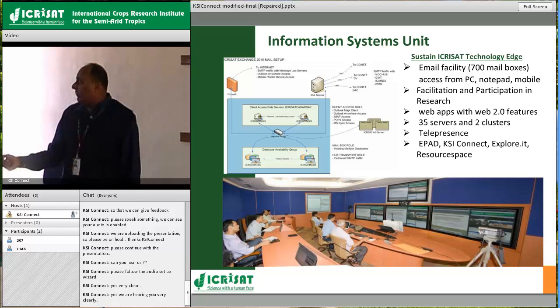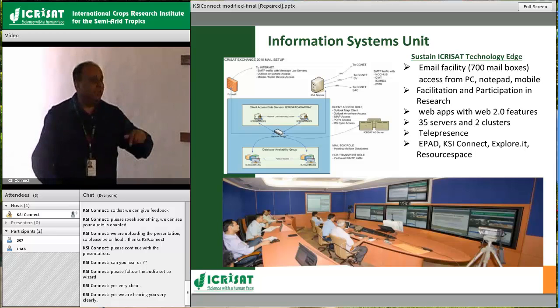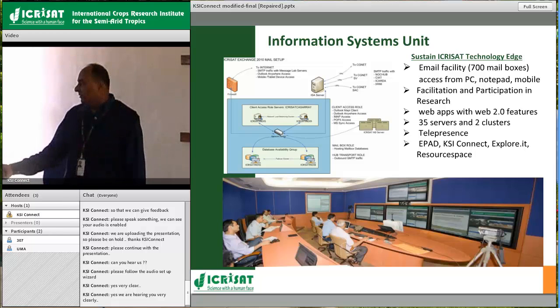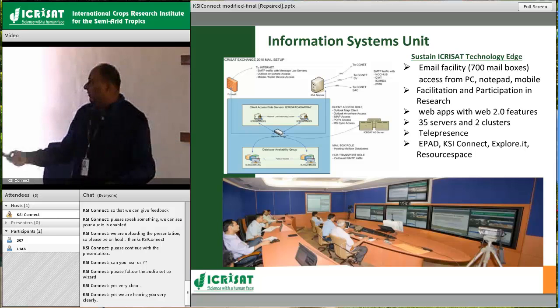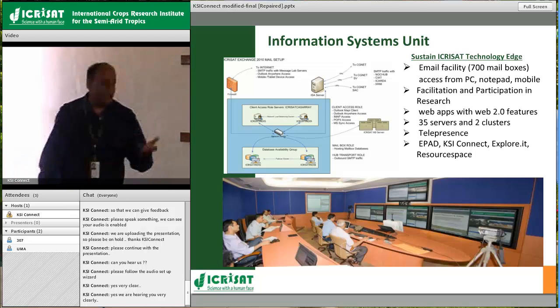Then we have a state-of-the-art telepresence facility which we'll see during the practical session in the afternoon. This is a picture of the telepresence facility. Then we have lots of applications like ePad, KSIConnect, Explore It and all that. As and when we get time, today or in due course during the workshop, we'll be describing this. So these are some of the modern platforms.